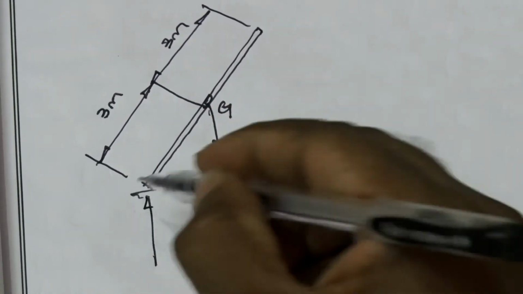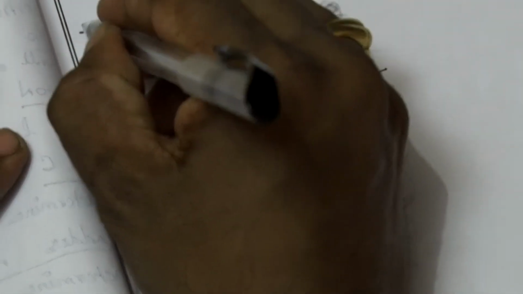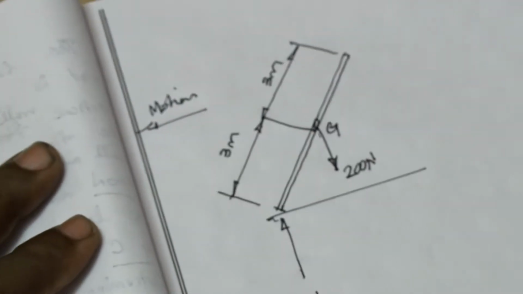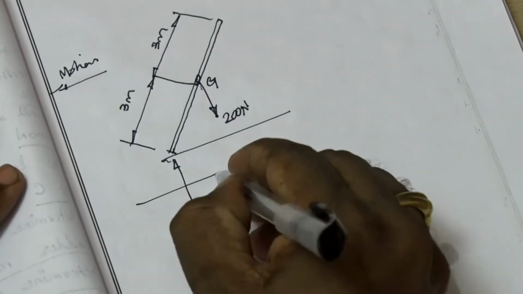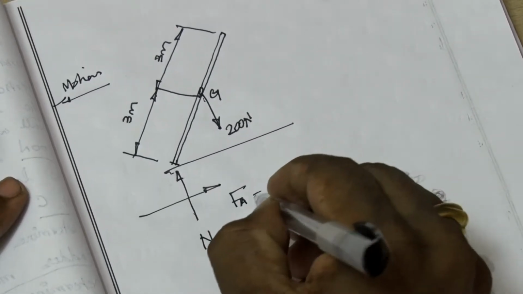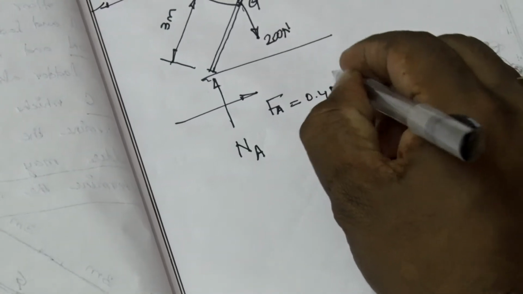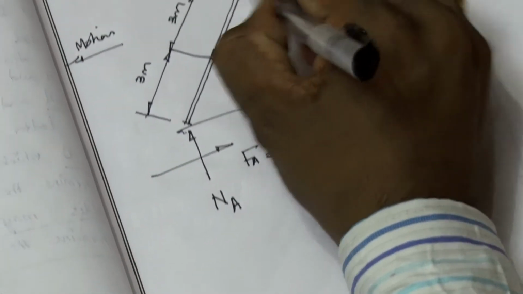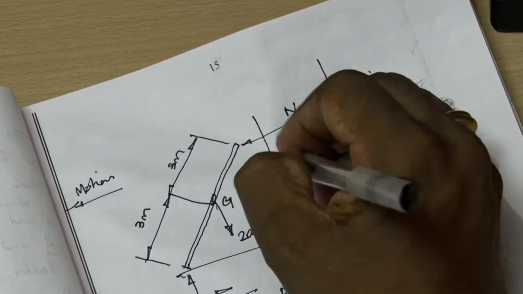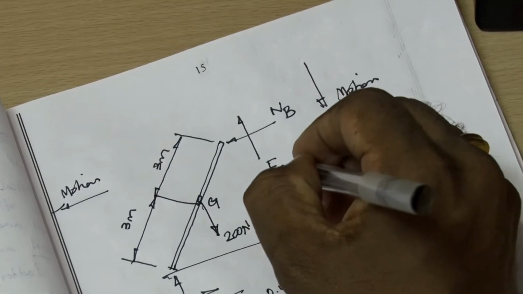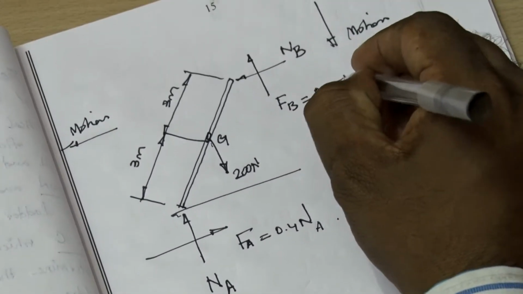Here is the normal reaction at point A. The ladder slips like this at the bottom and like this at the top. Therefore, the friction Fa is equal to mu Na. The frictional value is given as 0.4. Therefore, Fa is equal to 0.4 Na. Here is the reaction B. Because the ladder slides down, the frictional force Fb acts up, and Fb is equal to mu Nb, that is 0.25 Nb.